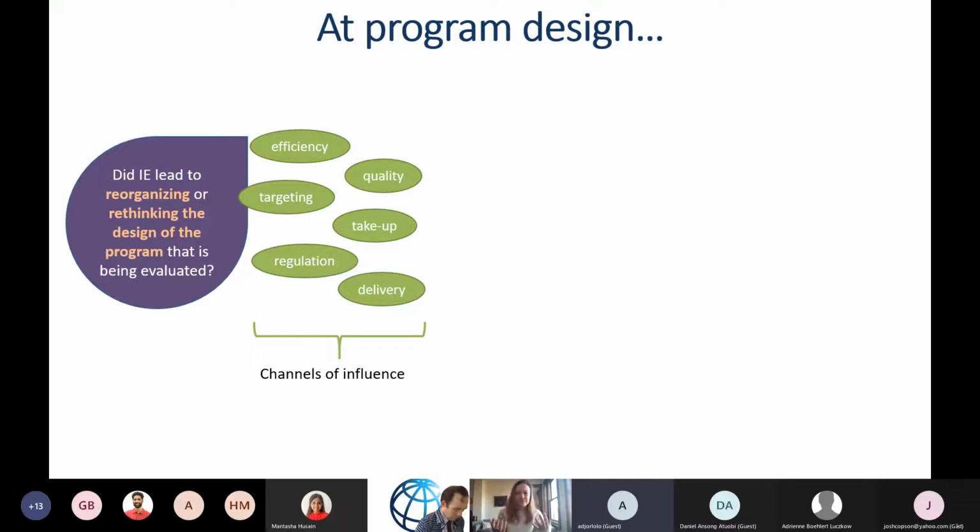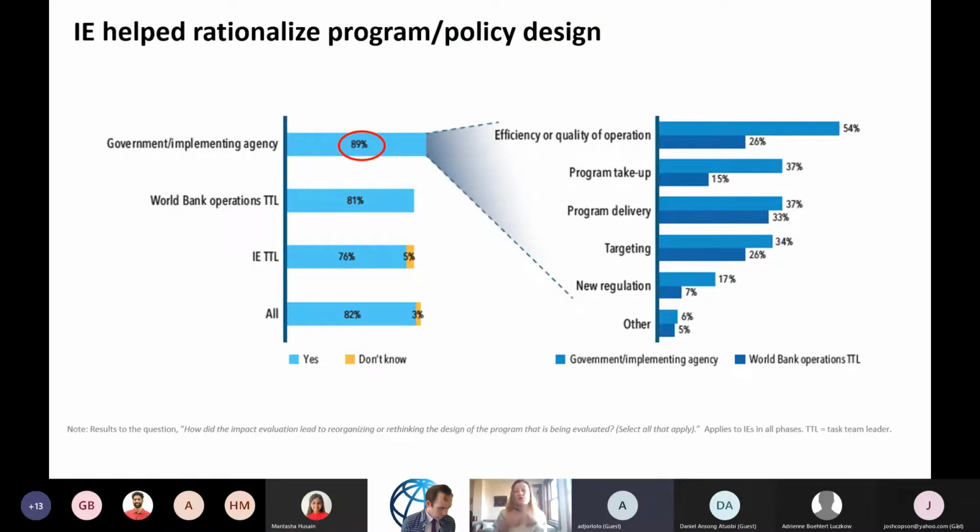So in the survey that we did with our government agencies, with the World Bank operations, project managers, and research managers, we asked this question for each project that we have: how did the impact evaluation help influence the way the project is designed? And as I said, there are various channels of influence.